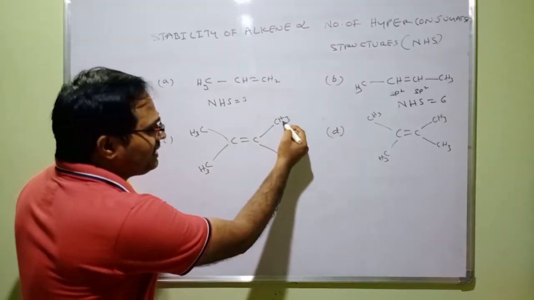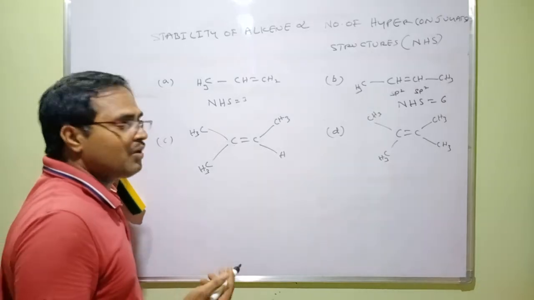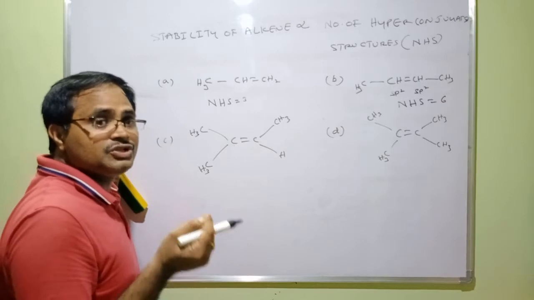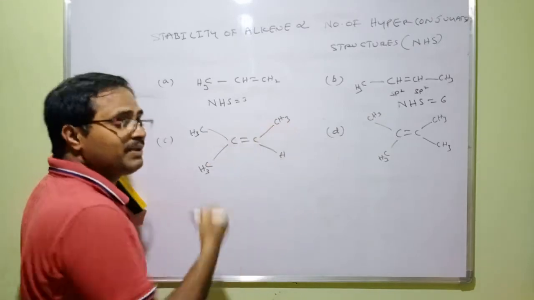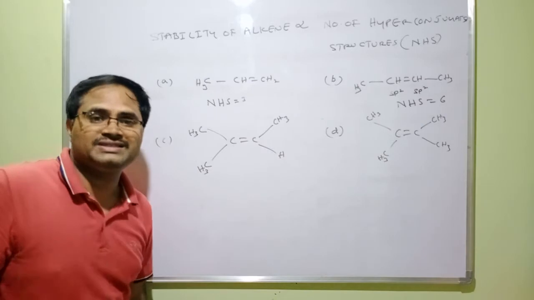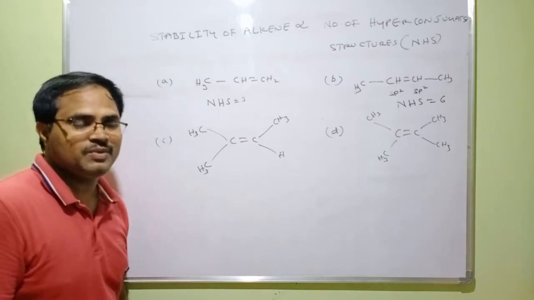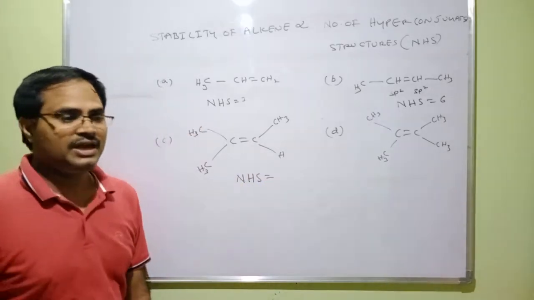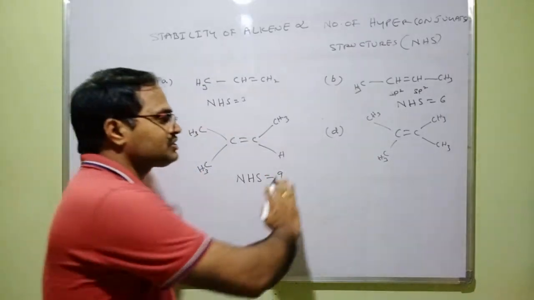Next, let us take this one, the CH3 carbon. This CH3 is again directly connected to the sp2 carbon. So how many alpha carbons? We have 1, 2, 3. Each alpha carbon undergoes sp3 hybridization, and each carbon carries 3 hydrogens. This one 3, this one 3, this one 3. Total how many alpha CH bonds do we have? 9 alpha CH bonds. Then the number of hyperconjugate structures, NHS, equals 9 here.